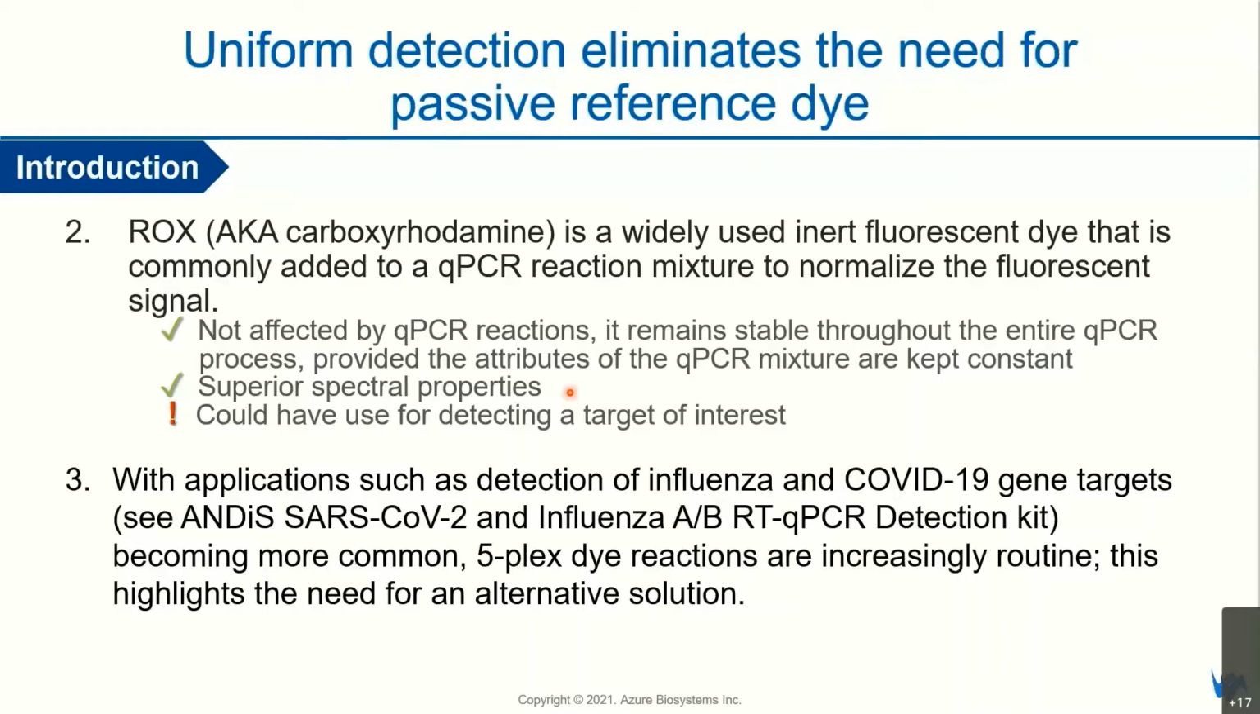It's very inert, but it also has superior spectral properties that can be used as one of the fluorescence dyes in a qPCR reaction. Thus, ROX itself could be used to detect a target of interest. Why is this very important nowadays? Because of applications such as the detection of influenza A and B and the COVID-19 target. These SARS-CoV-2 and influenza A/B kits are qPCR detection kits. They use a 5-plex dye reaction to differentiate and detect these three viruses.